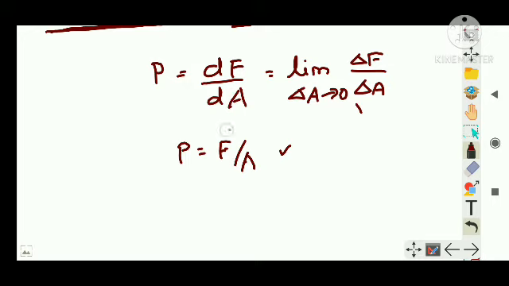You can see that force is a vector, but pressure is a scalar quantity, because it always has one direction only. It is always normal to the area. Whatever area you consider, the force here is always acting normal. So the pressure is due to a normal force, the direction is always constant, hence pressure is a scalar quantity.